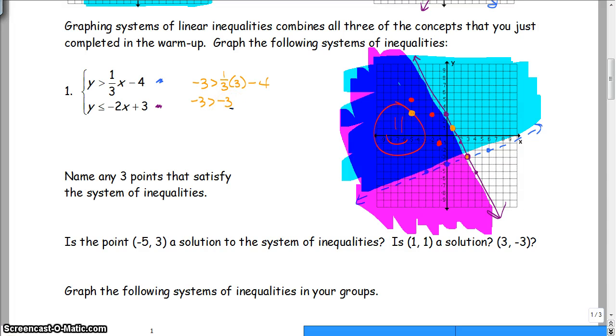No, it is not. So this one was yes, because it's in a solid colored region. This one was yes, because it's on a solid line, but this one was no, because it sits on a dashed line. Okay, so anything inside of the shaded region, anything on a solid line is a solution. Anything outside of the shaded region or anything on a dashed line is not a solution.